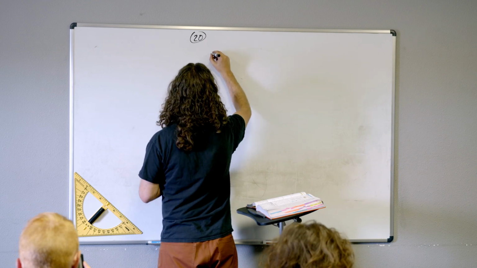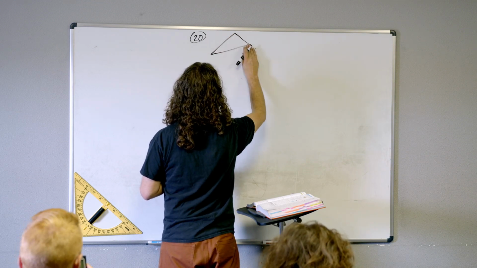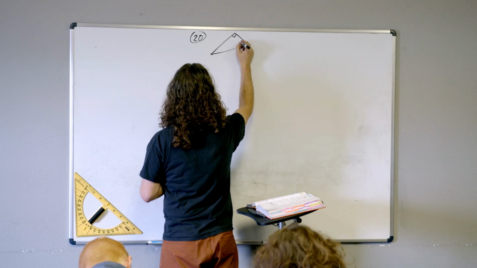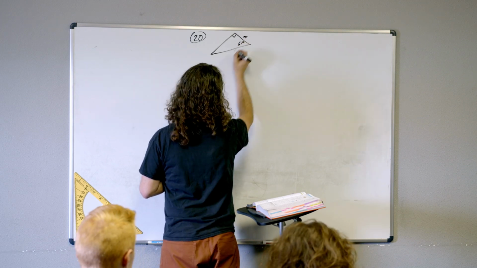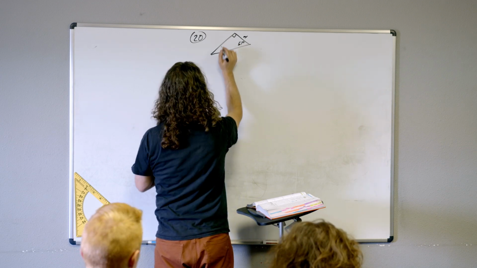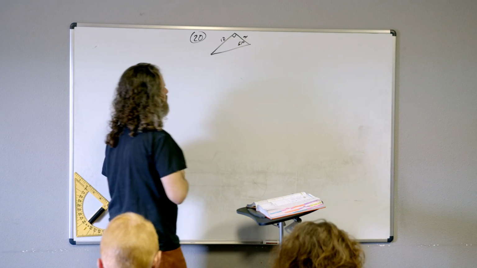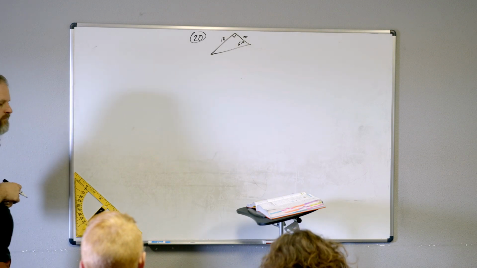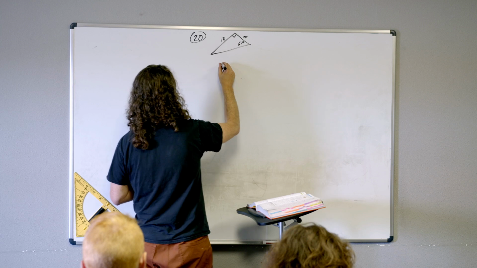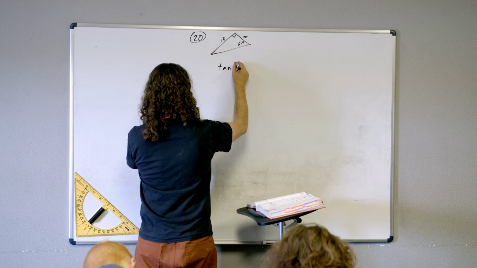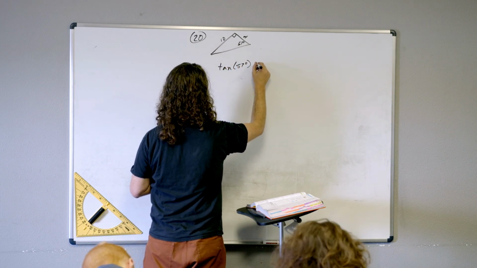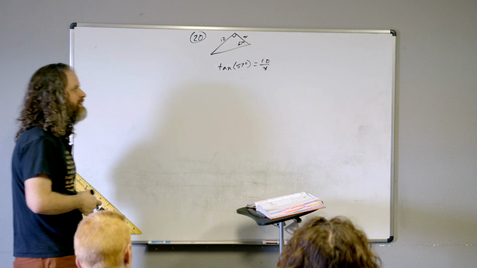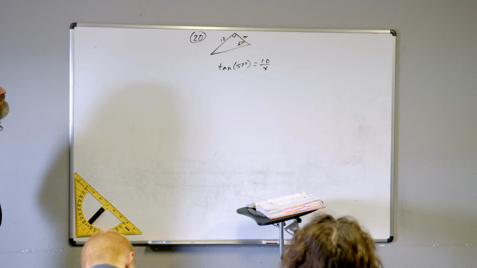So on 20, it looks something like that with a 57 and an x, and a 10. What trig function are we talking about? Tangent again. So we got the tangent of 57 degrees equals 10 over x. Uh-oh, x in the denominator. What do we do?